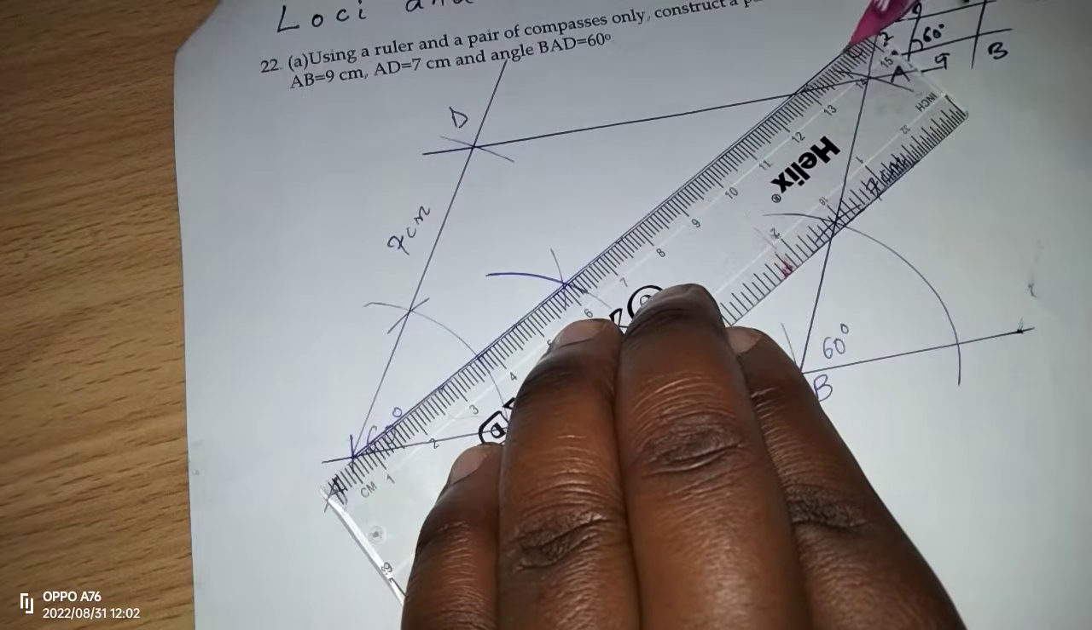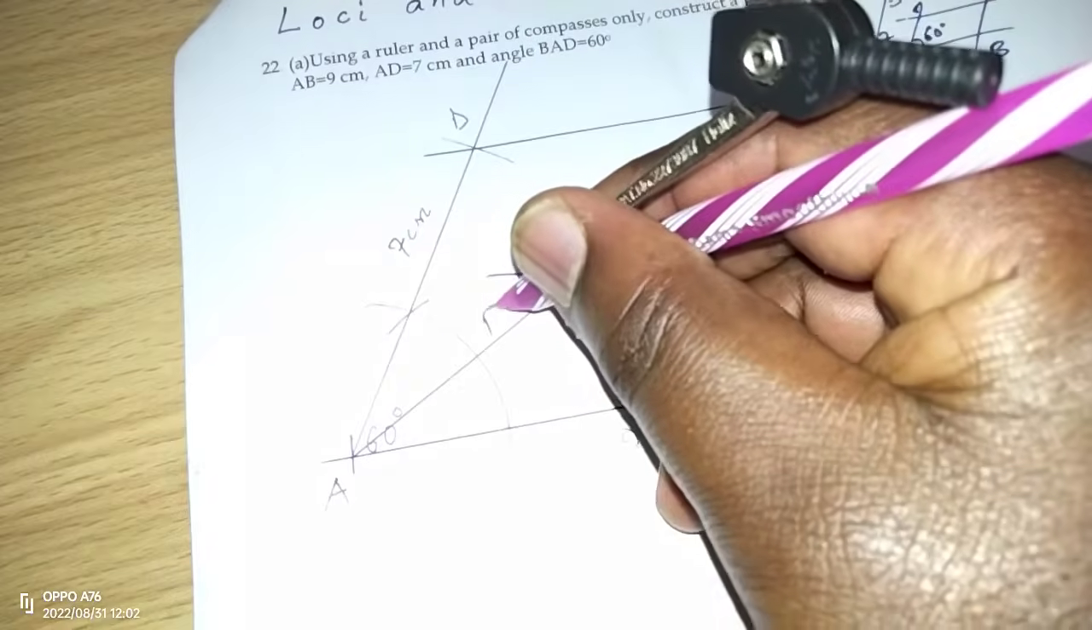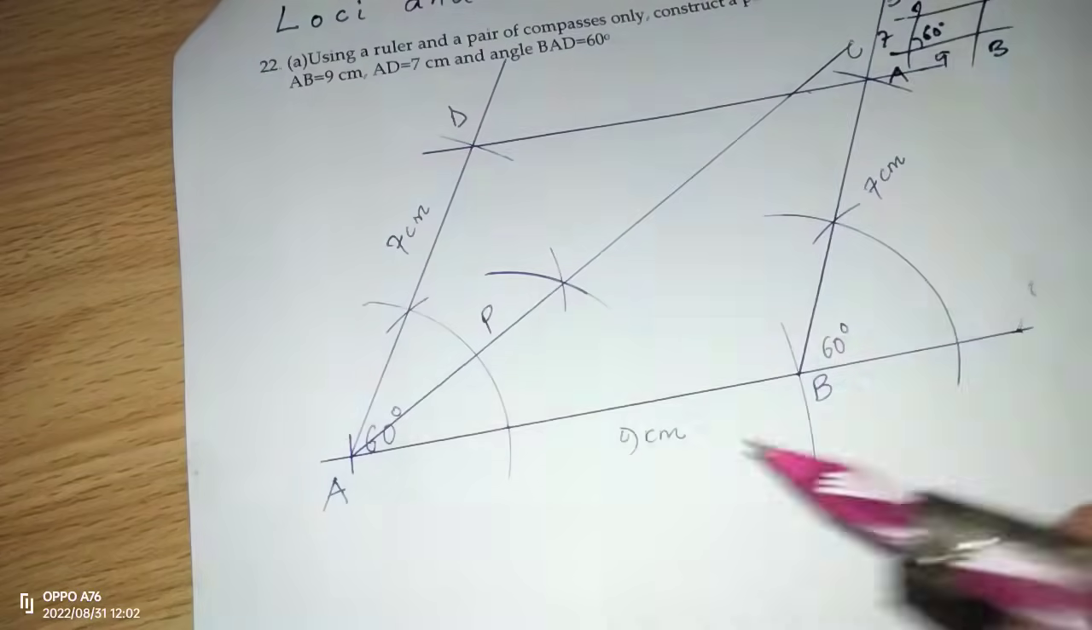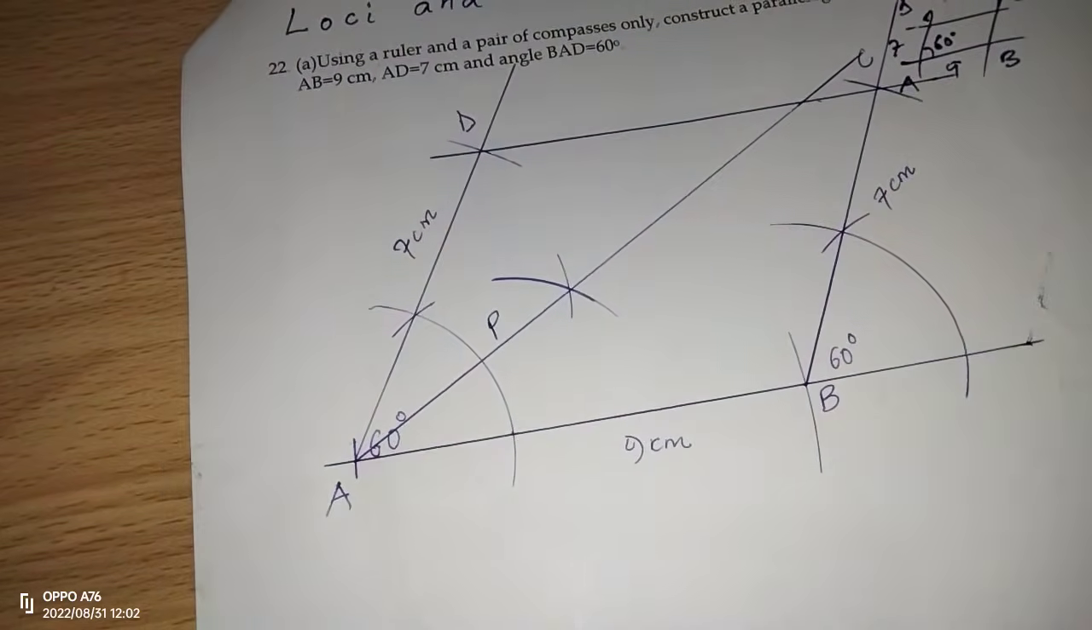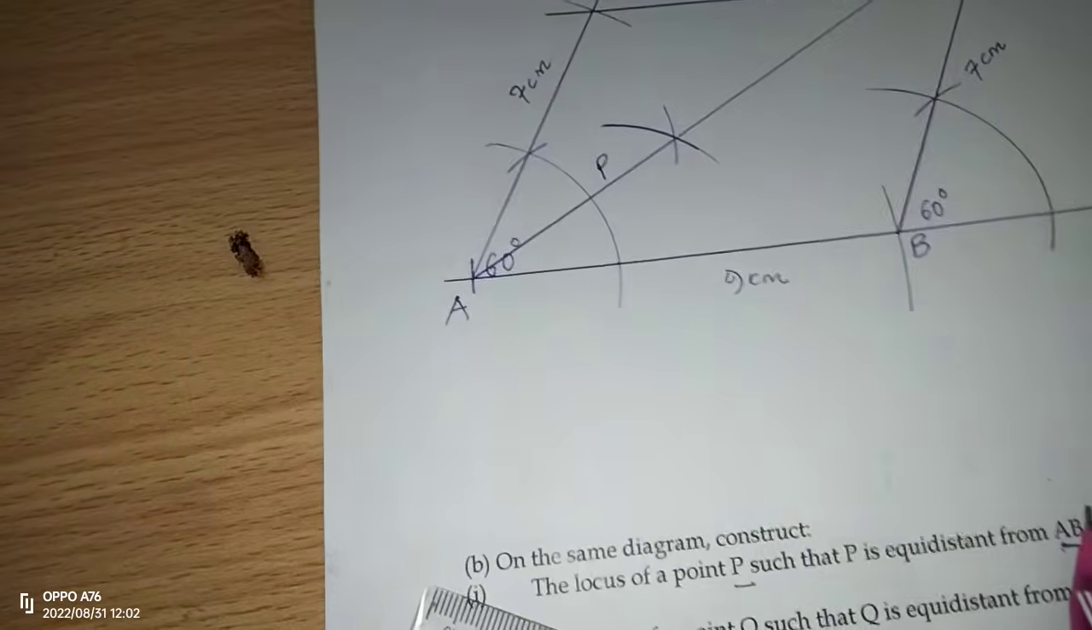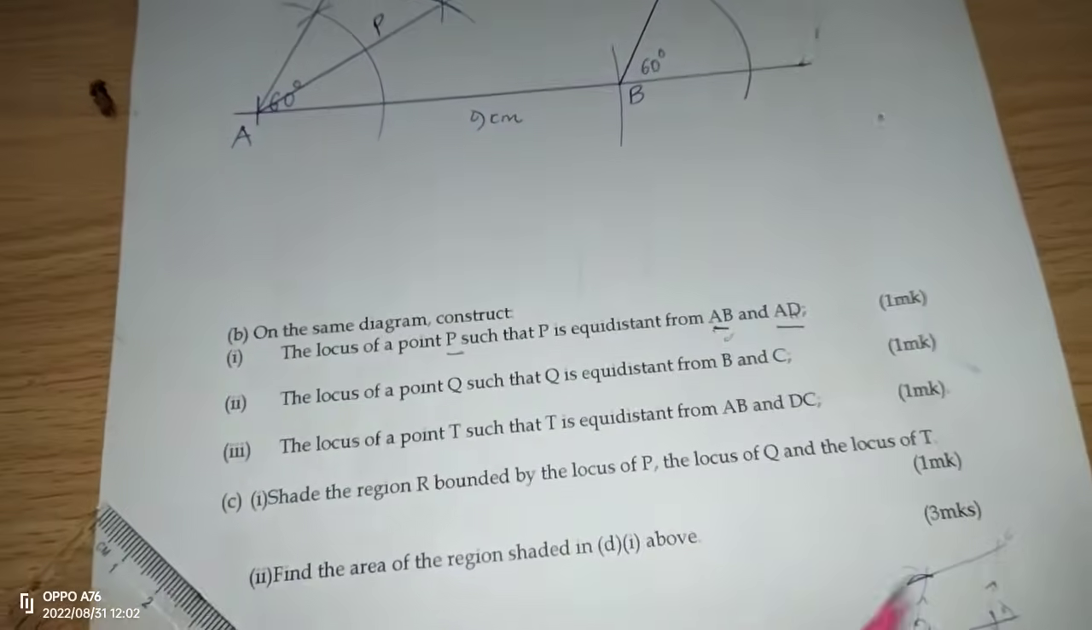That will be the locus of point P. The locus of point P, equidistant from AD and AB. The bisection of the angle between the two lines. That is the locus constructed.